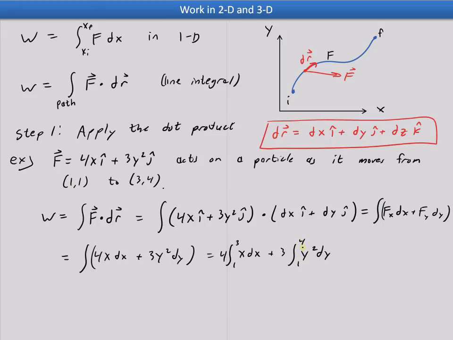And we can do these as normal. No big deal anymore. So we would get 4 times x squared over 2 evaluated from 1 to 3. And then over here we're going to get 3 times y cubed over 3 evaluated from 1 to 4. It's going to give me, let's see, this kind of cancels out. So I've got a 2. If I plug in 3, I'm going to get a 9 minus 1.